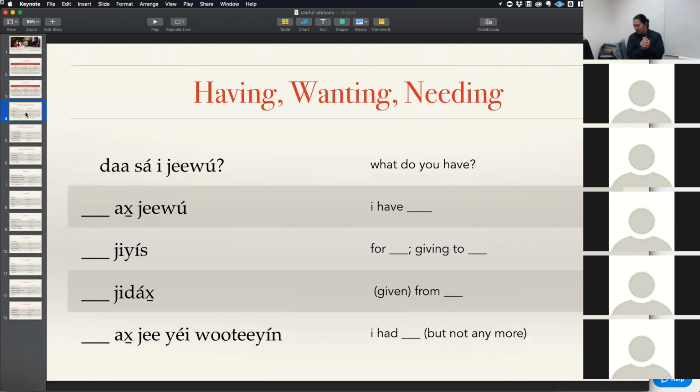So to say, what do you have? Dasa ejiwu. Hin achjiwu. And then to give someone something, like, I got you these scissors, kasha kasha. I would say, ijiyis.